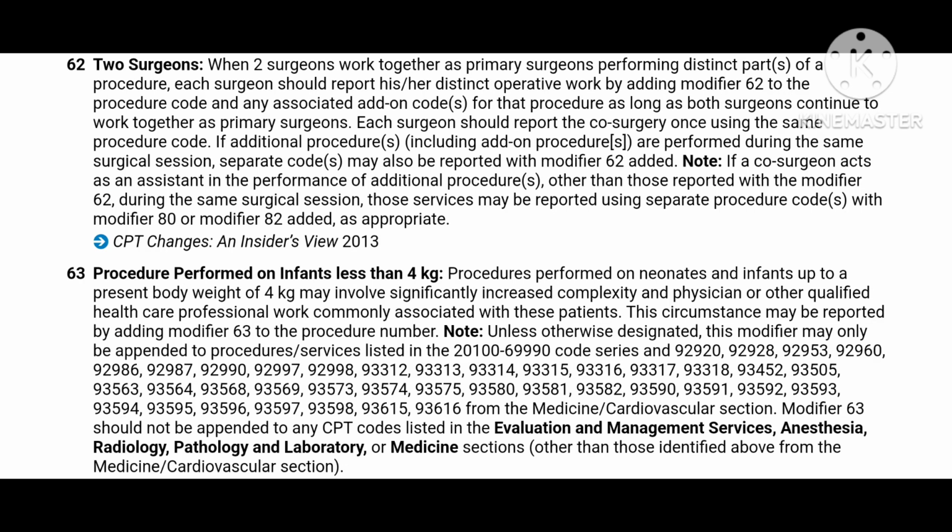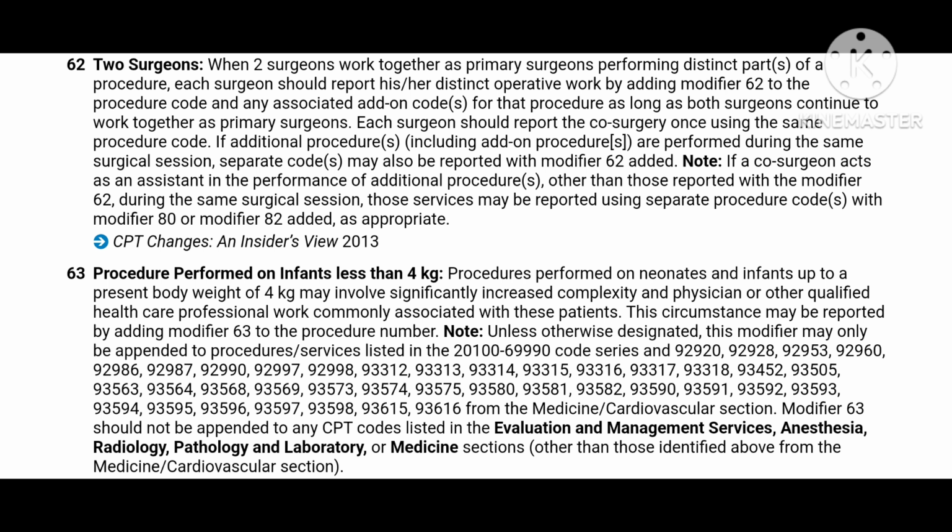Next is modifier 62. When two surgeons are performing a single surgery, that means they are sharing the work, then we will use modifier 62. And how will we report the codes? We have to report the surgery code 2 times with modifier 62. For example, I am just randomly telling a number. For example, the procedure code is 62080. I will report it as 62080-62, 62080-62. Like this I have to report.